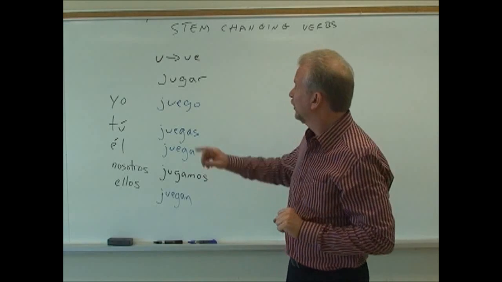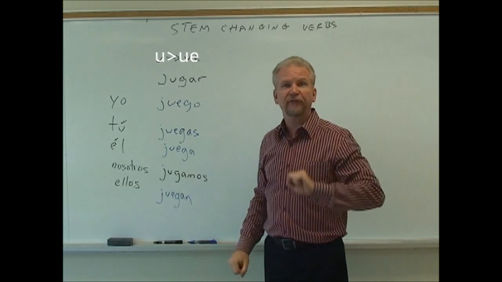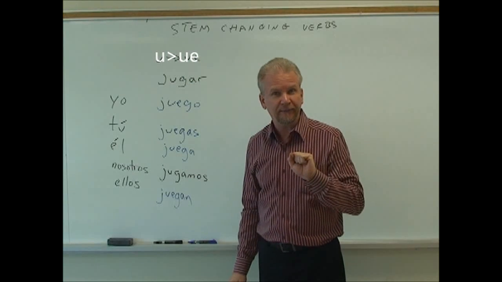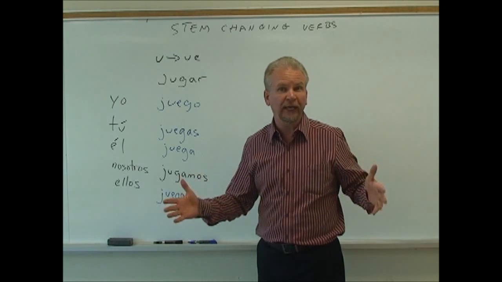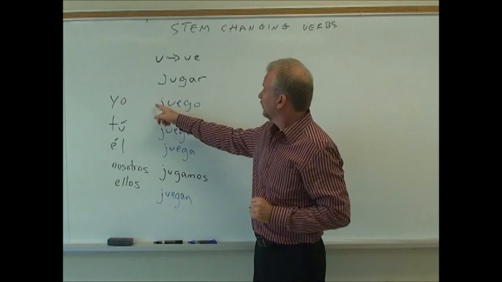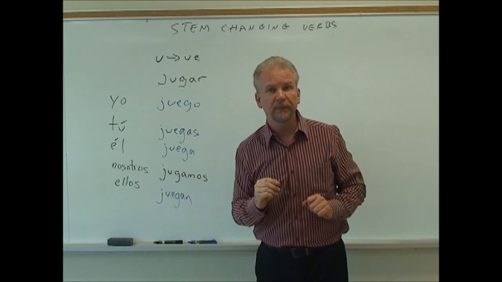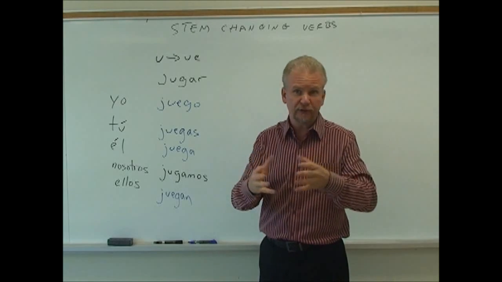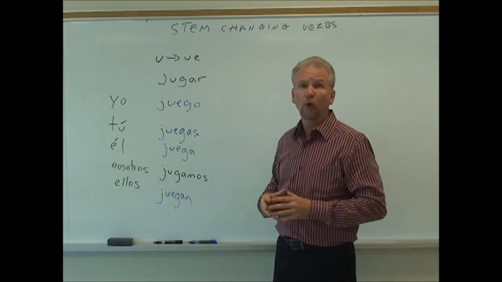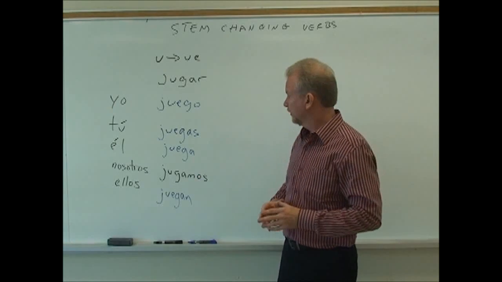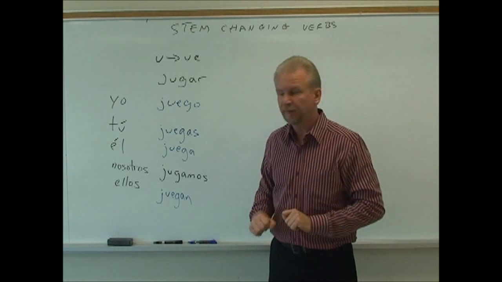This is an exception where we have a U changing to UE. The verb that fits there is the verb jugar. Jugar is the verb to play, used for sports or games. So yo, the U, we add the E. Yo juego, I play. Yo juego tenis, for example. Tú juegas. Él juega fútbol. Nosotros, it doesn't change. Nosotros jugamos.